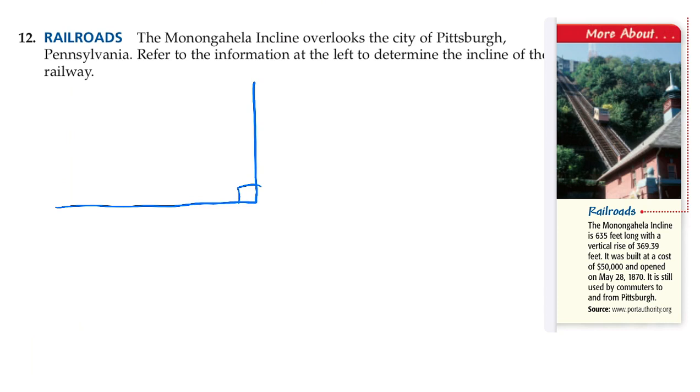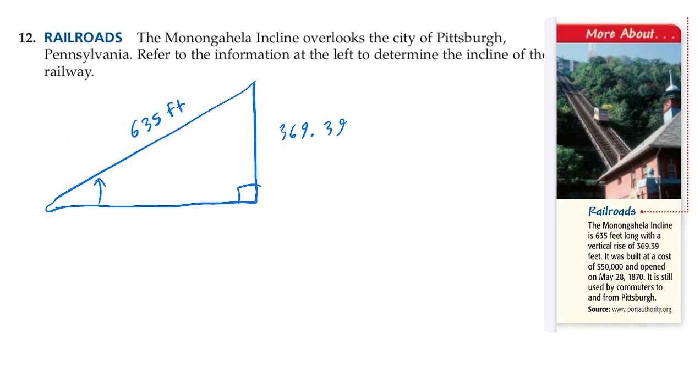Okay, so a vertical rise of 369.39 feet. The length, I'm assuming you're actually talking about track length, and so it's 635 feet long. All right, and then it says it was built at a cost of $50,000 and it's still used today.